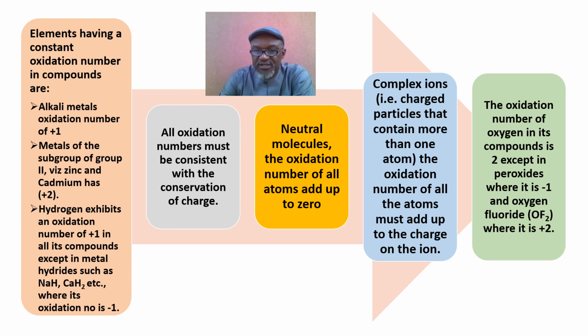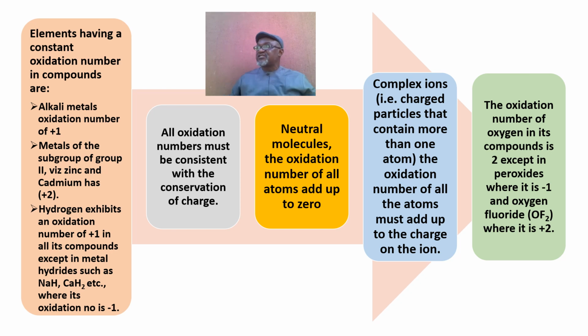Complex ions. What we call complex ions are ions made up of more than one atom. For example, if sulfuric acid dissociates, you have the hydrogen ion and the sulfate ion, that is SO4 2-. Now, SO4 2- is a complex ion because sulfur is there, oxygen is there. So for complex ions, the oxidation number of all the atoms must add up to the charge on the ion.